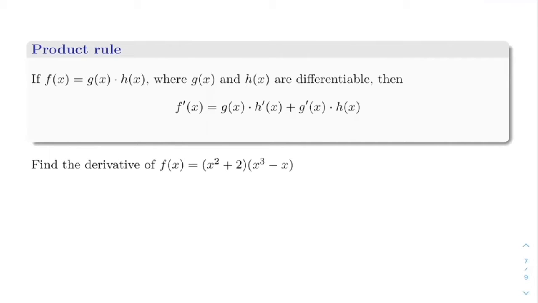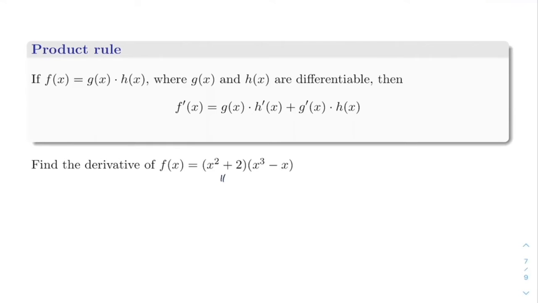A good way of reading this is: the derivative will be equal to the first function times the derivative of the second function plus the derivative of the first function times the second function. So let's see this in the following example. We have that our function is equal to (x squared plus 2) times (x cubed minus x). Okay? So let's try to use the formula to find the derivative.